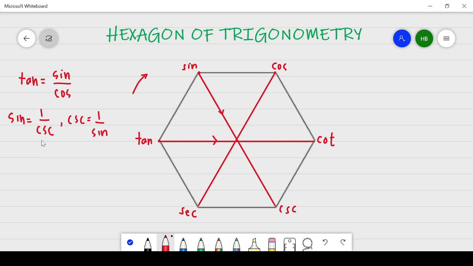Let's proceed to cosine. Of course, what's opposite to it is the secant. Of course, cosine is equal to 1 over secant. And secant is 1 over cosine. And lastly, tangent, of course, opposite to it is cotangent, the reciprocal of tangent. And the reciprocal of cotangent is 1 over tangent. So there you have it. We already created the first trick out of this hexagon, and that is the reciprocal of each function. So whichever function is opposite to it using the diagonal, that is its reciprocal.